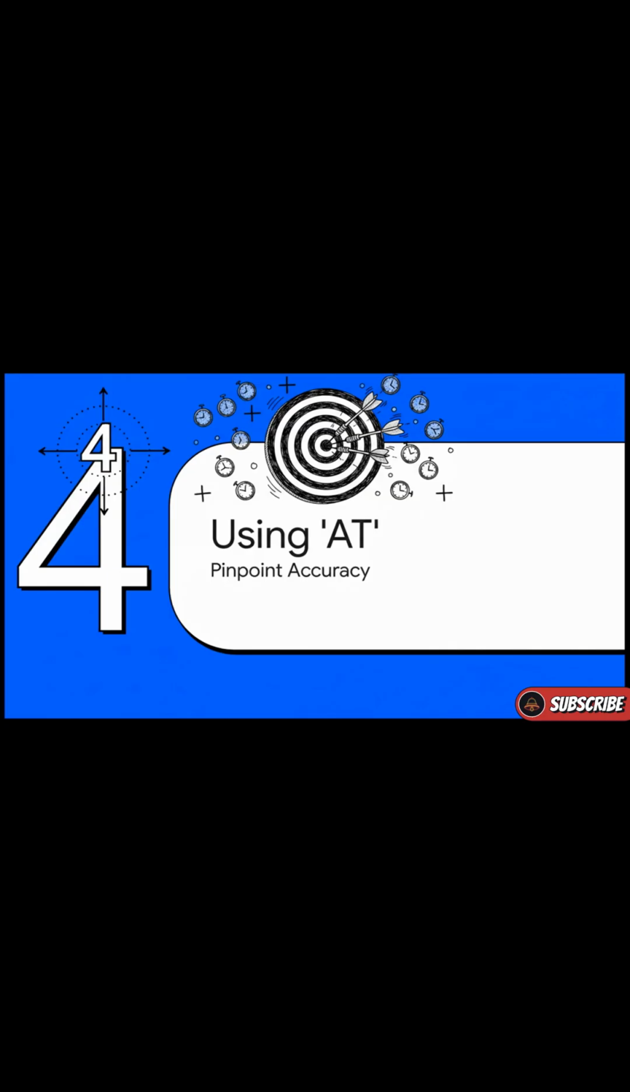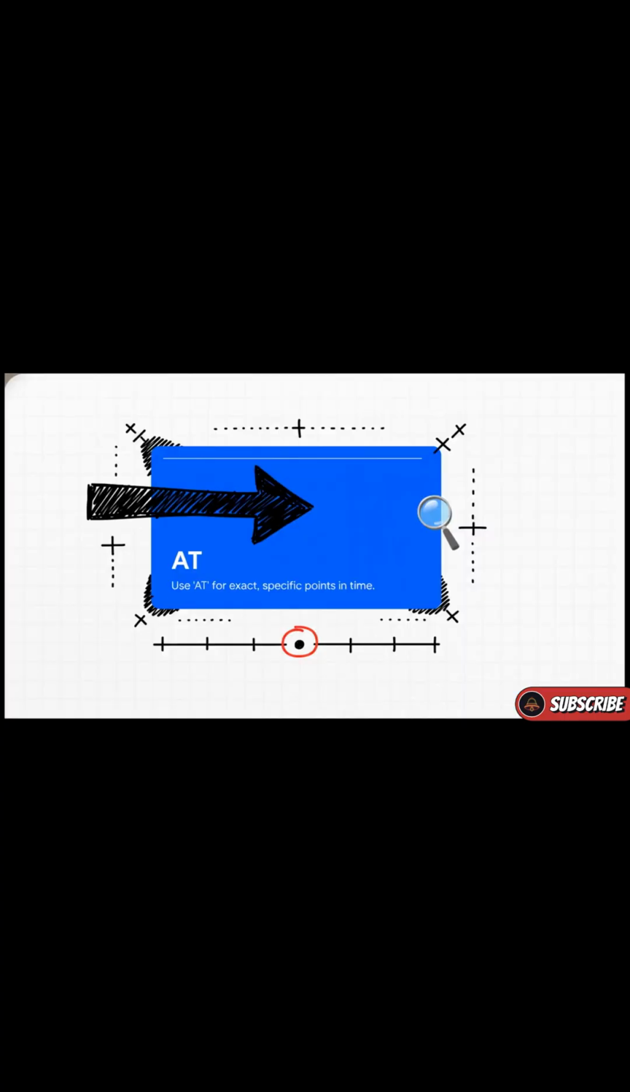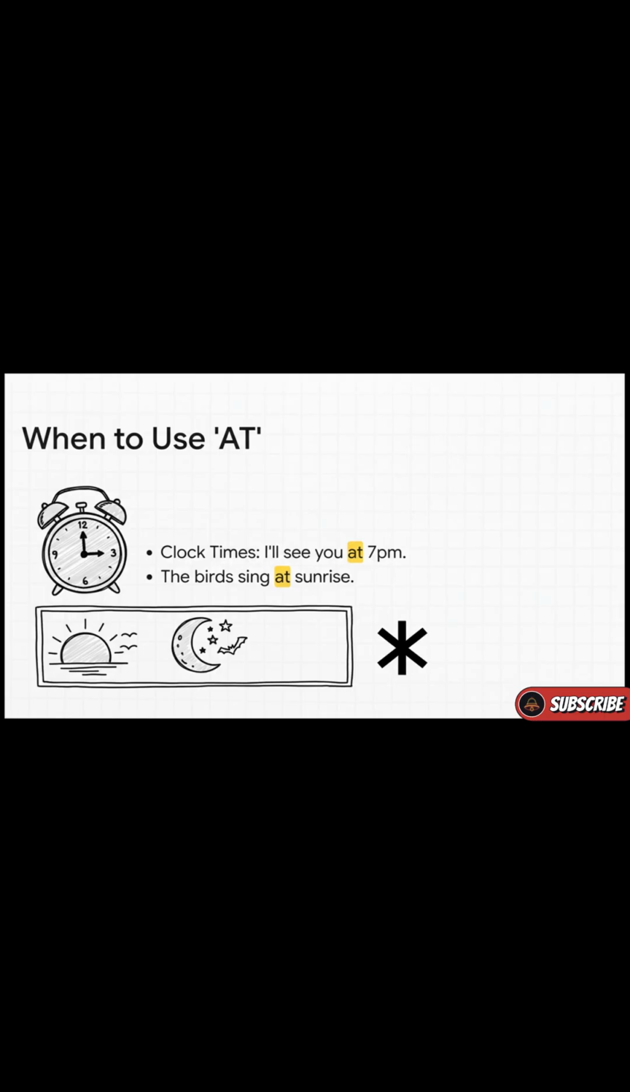This is where we find at, and it is all about pinpoint accuracy. Yep. At is for when you need to be super precise. We're talking about the sharpest, most specific moments you can think of. It's like putting a tiny little pin on a timeline. So, naturally, you're going to use at for clock times. I'll see you at 7 p.m. And for those really exact moments, like at sunrise or at midnight.